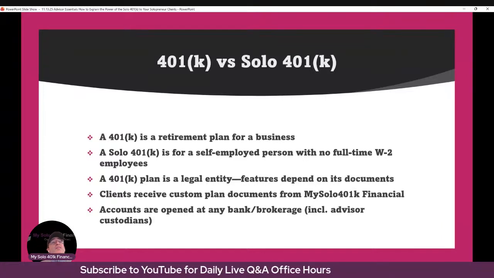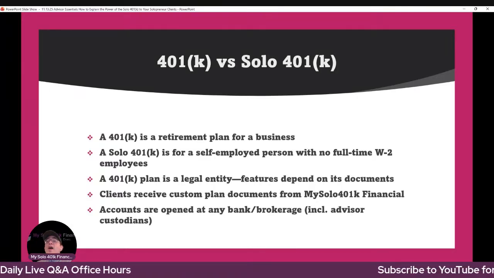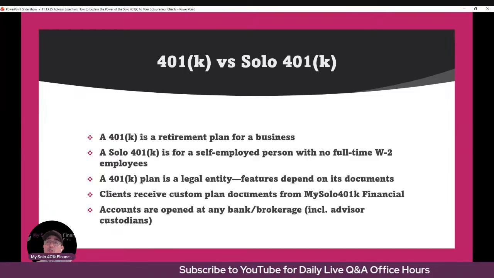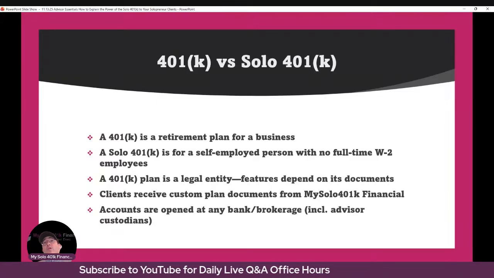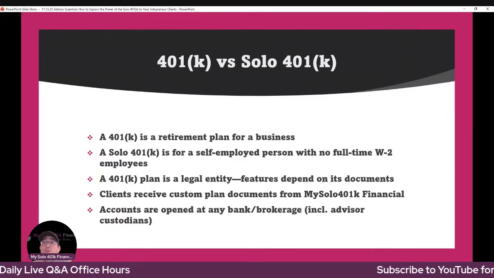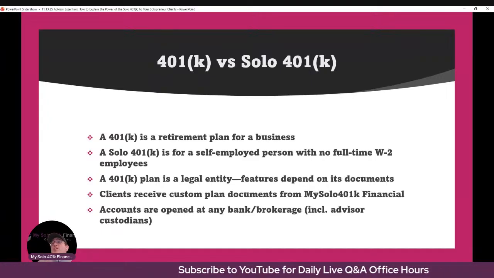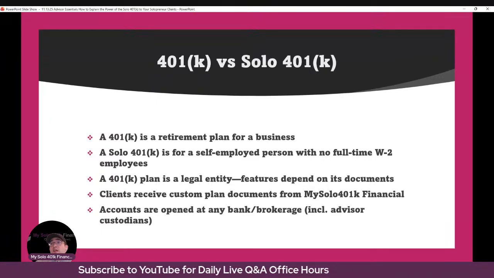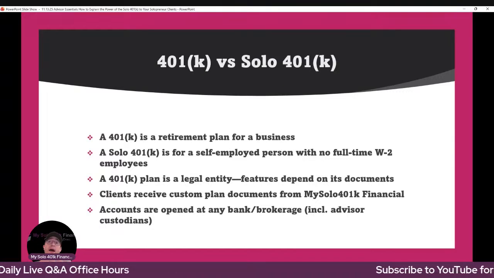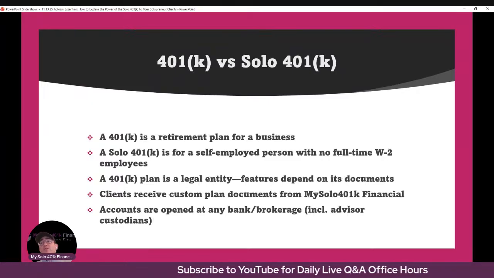A 401k plan is a legal entity, so ultimately it's the documents that create it. So in order to access advanced features, you need to have documents that allow for those features. So our documents are automatically drafted to allow for the most features, but also the most flexibility. So they don't require taking advantage of all the advanced features, but they ultimately allow it if at some point the client wants to take advantage of it. Moreover, my solo 401k financial is very compatible with advisors because we don't hold or have access to your money.